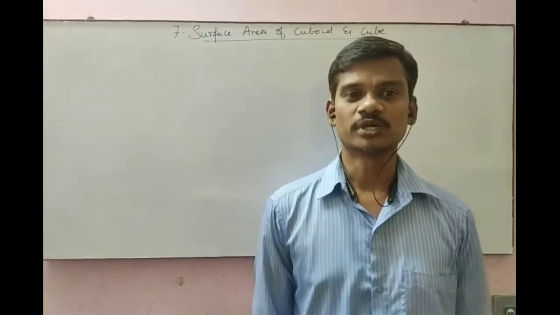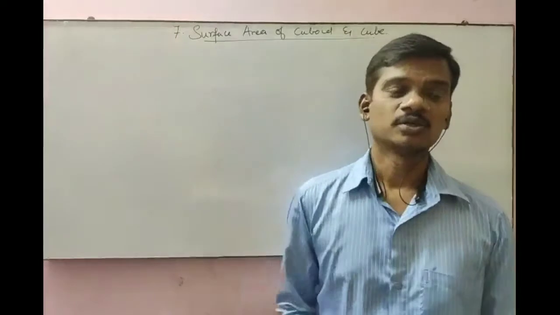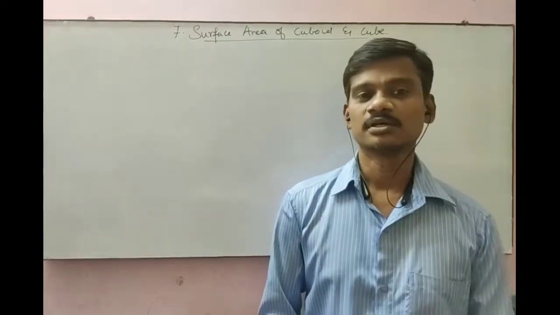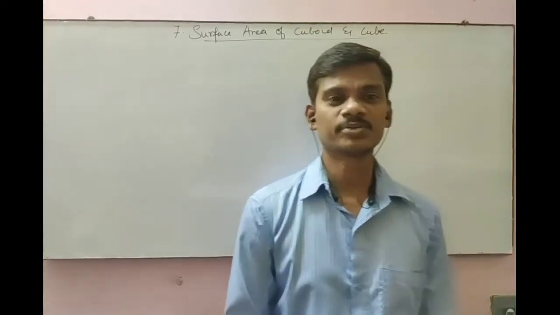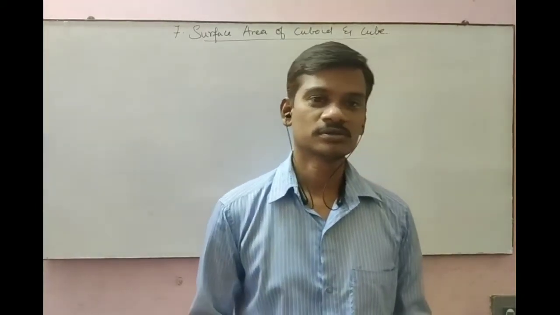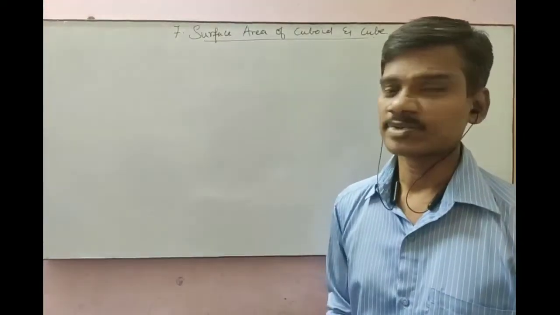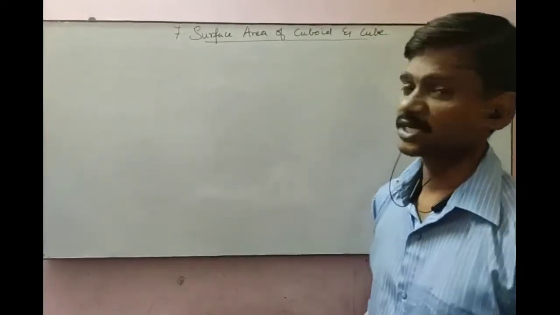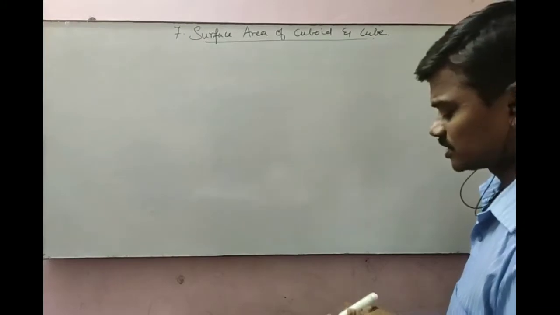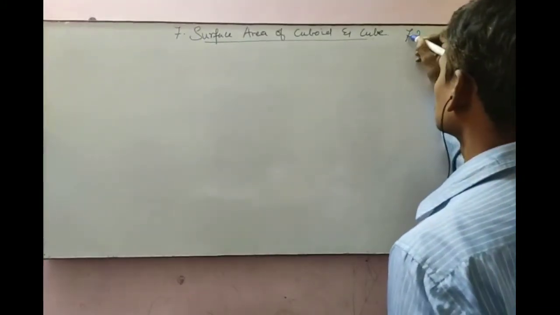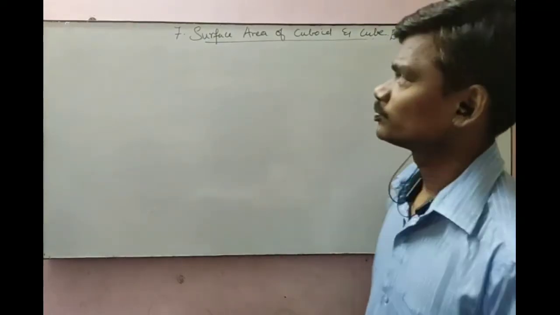In today's class, we are going to open up a new chapter, chapter 7, which comes under measurement. In this, the 7.1 exercise comes under the deleted portion, so we are going to leave that exercise. The next exercise in that chapter is surface area of cuboid and cube, which comes under exercise 7.2.